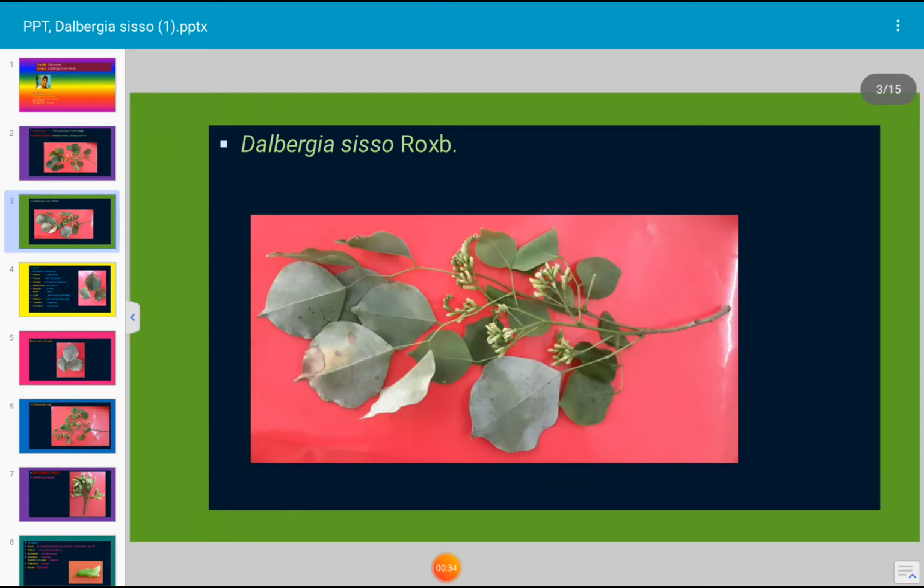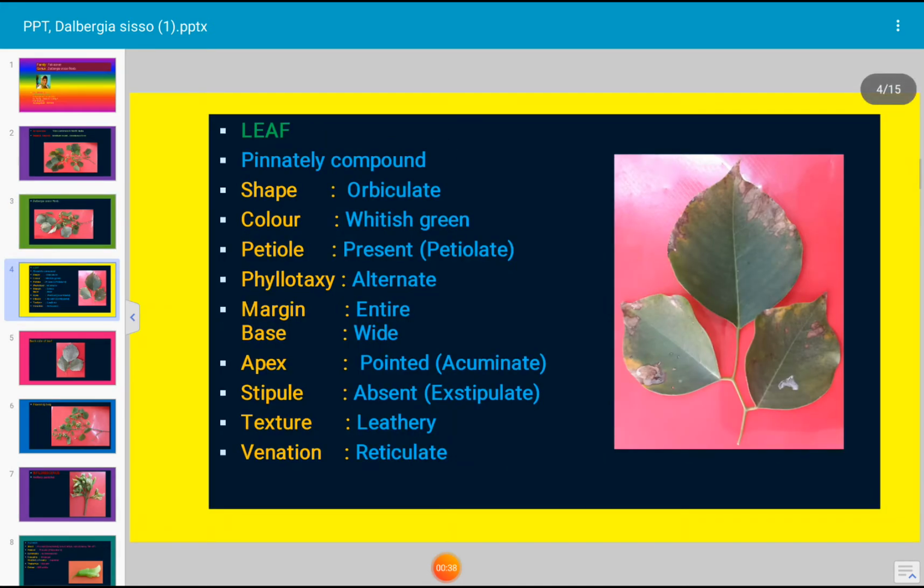Next. This is the twig of Dalbergia sisso, and this is the leaf of Dalbergia sisso. Leaf is pinnately compound leaf. There are 3 leaflets present. Shape of leaflet is orbiculate. Color is whitish green. Petiole is present. Petiole is a stalk-like structure. When it is present, then the leaf is described as petiolate.